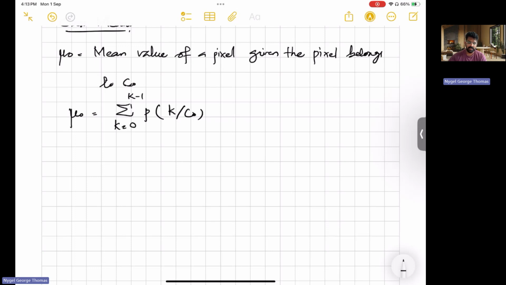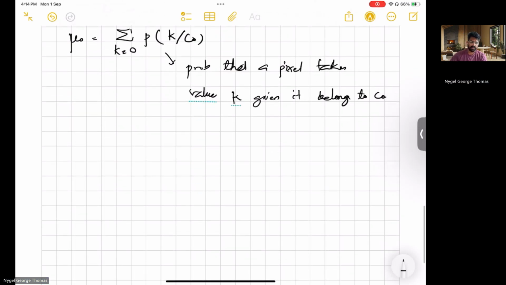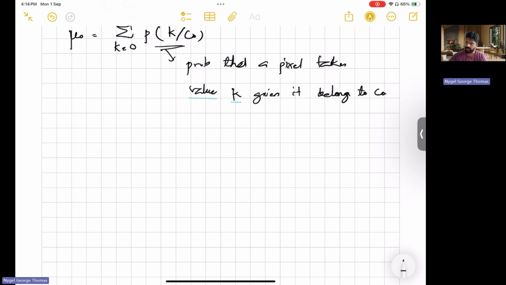So this P of k given C0 is the probability that a pixel takes value k given it belongs to class C0.